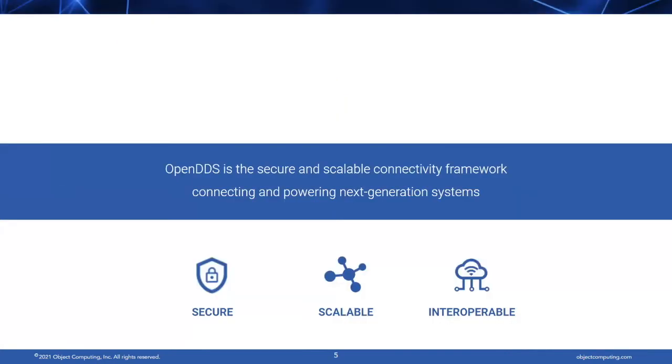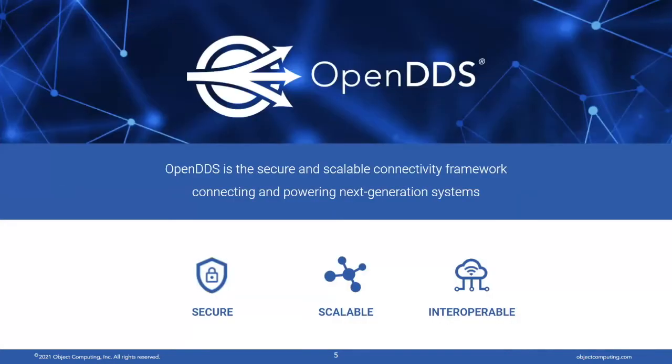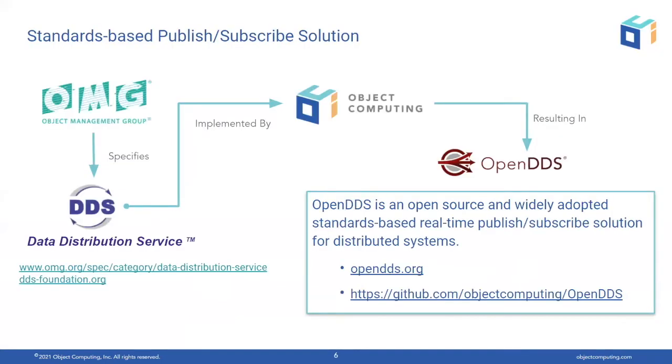So to set the stage for what we'll be talking about in depth today with XTypes, let's talk about OpenDDS in general first. OpenDDS is the secure and scalable connectivity framework that's connecting and powering next generation systems. So, what does that mean from a software project point of view, right? OpenDDS is a standards-based publish-subscribe solution. And as you see there, OpenDDS is an open source and widely adopted real-time publish-subscribe solution for distributed systems.